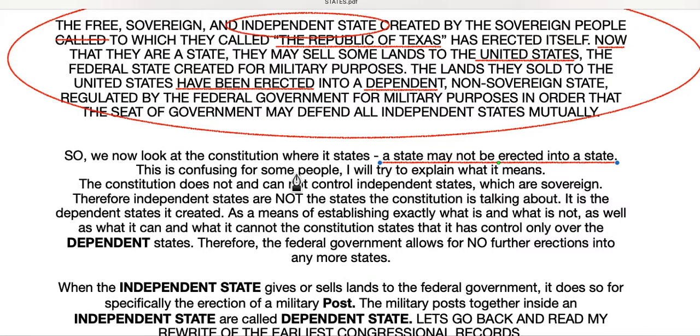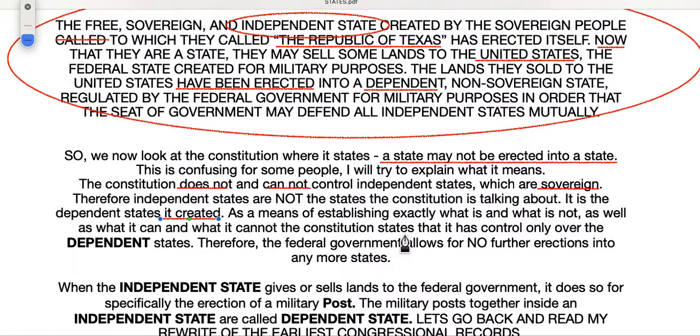So this is confusing for some people. I'll try to explain what it means. The Constitution does not, cannot control independent states which are sovereign. Therefore, independent states are not the states the Constitution is talking about. It is the dependent states it created as a means of establishing exactly what it is and what it is not, as well as what it can and what it cannot do.